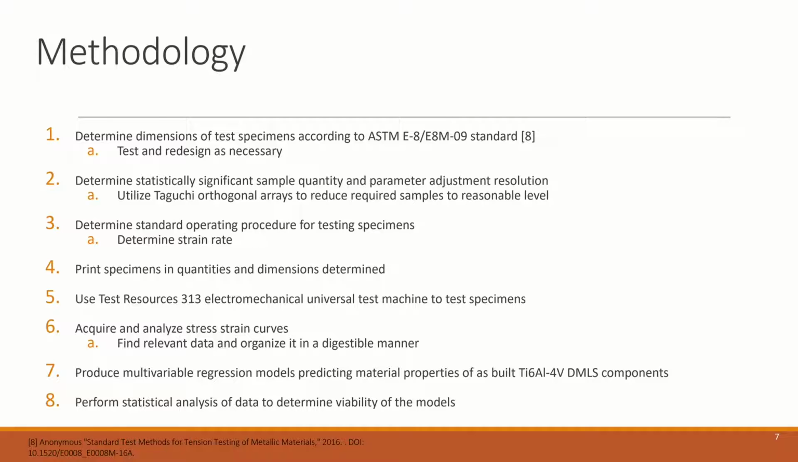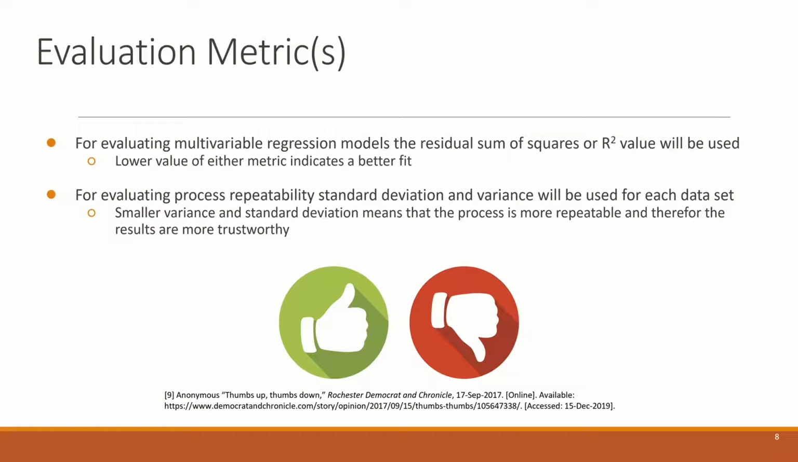Next, the multivariable regression models will be produced using the data collected and the statistical analysis performed. To evaluate the results, the raw data will be analyzed for process repeatability. This will come in the form of sample variance and a standard deviation of the sample sets. The smaller the variance and standard deviation of each set, the more repeatable the process is. This will take place for each sample set, and so track the repeatability as the parameters are swept through their range. The other evaluation metric for the regression models will be the R-squared value associated with them. The smaller the residual sum of squares, the more one can say that they are representative of reality, and thus relied upon for design.